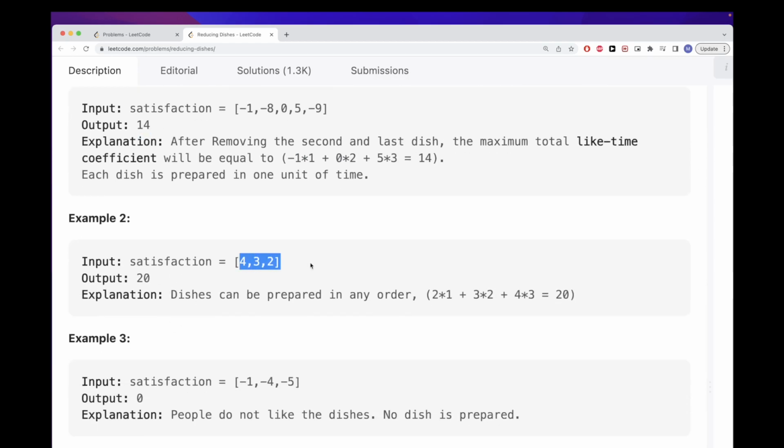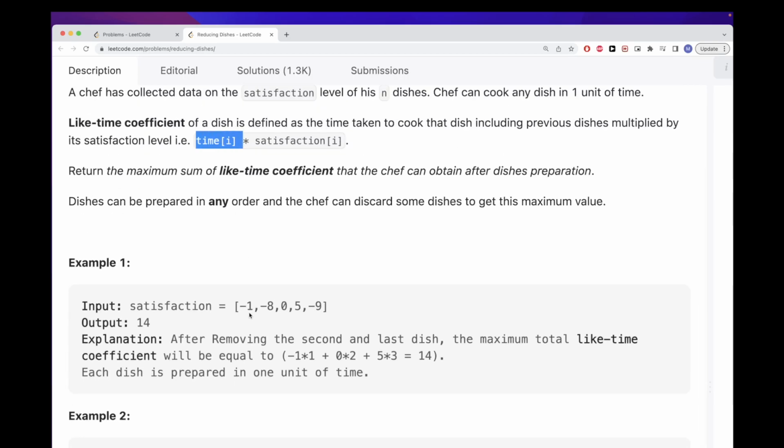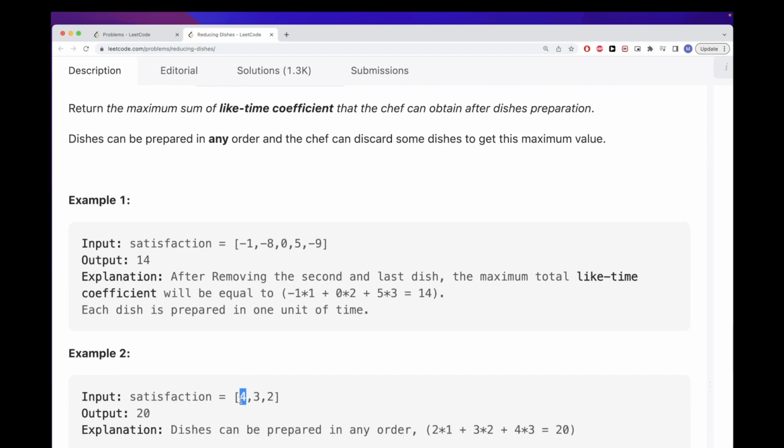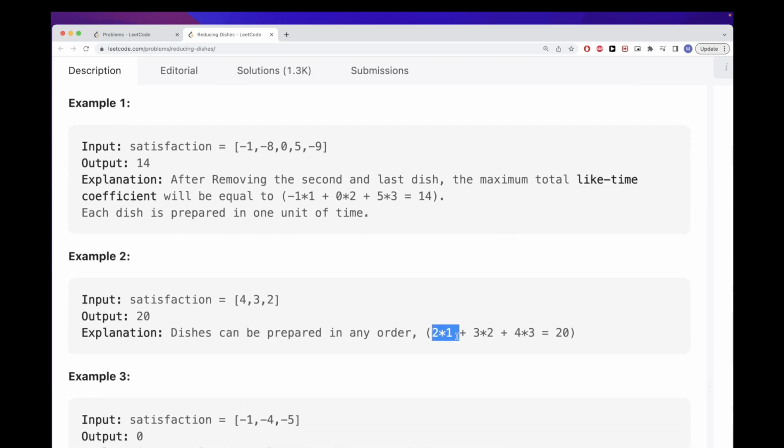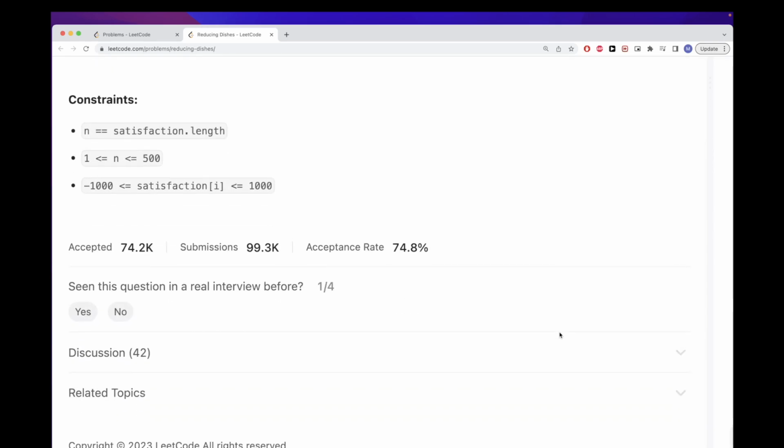In the second example with these dishes, since we can do them in any order, we can choose the smallest one first, right? So that we can maximize the time that we multiply the biggest one with. So that would give us 2 multiplied by 1 plus 3 multiplied by 2. So time increments each time by 1, right? And then we multiply 2 by 1, 3 by 2, 4 by 3. And that will give us 20. So that's the idea.